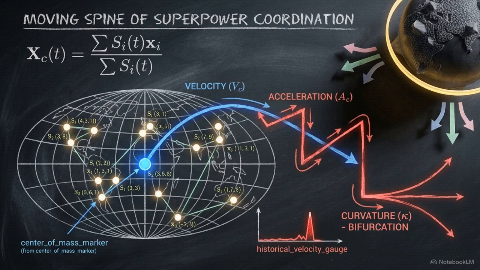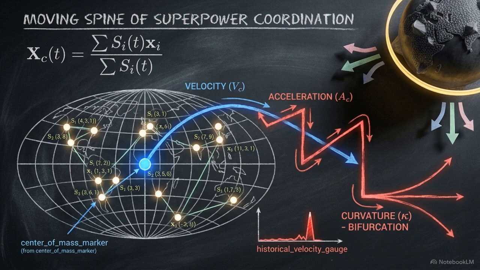This allows us to track two kinematic indicators. The first is velocity. A low velocity reading indicates a long duration of stable directional influence, where one regional center successfully coordinates global systems for centuries. The second indicator is acceleration. Periods of high acceleration mark rapid historical transitions, where the capacity to process strain transfers quickly from one geographic node to another. The critical warning sign is high curvature.